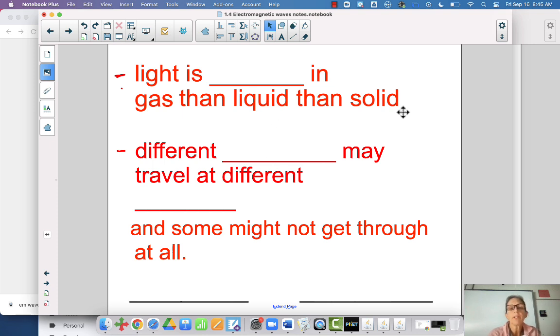Let's see if we can make predictions, right? Remember, the more empty space there is, the faster the light will go. The more molecules there are, the more densely packed, the slower it will go. So, should light be faster or slower in gas than a liquid? Light is going to be faster in a gas than a liquid than a solid because there's more empty space.